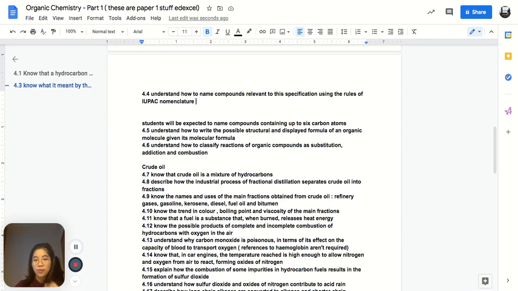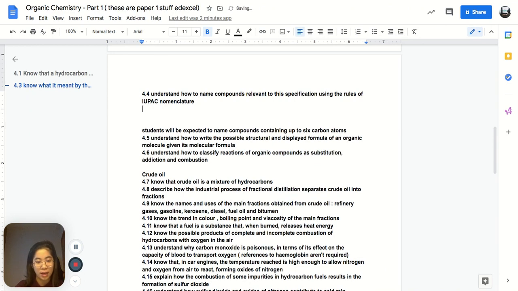So 4.4, understand how to name compounds relevant to the specification using the rules of that. That is kind of useless. All you need to know is this.